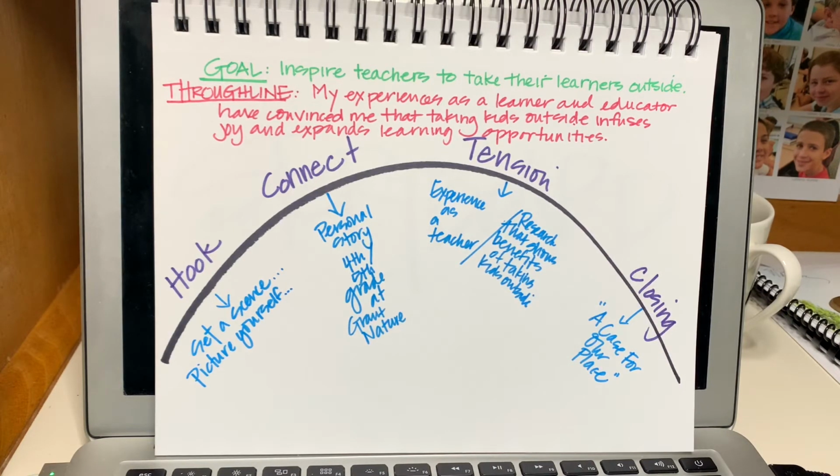And then I want you to draw your arc. And I want you to think about those parts. We want to hook, we want to connect, we want to share tension, we want to share a closing. And whatever you decide from your storyboard, I want you to put that down on paper. And then what you will have is all your pre-writing for your drafting.